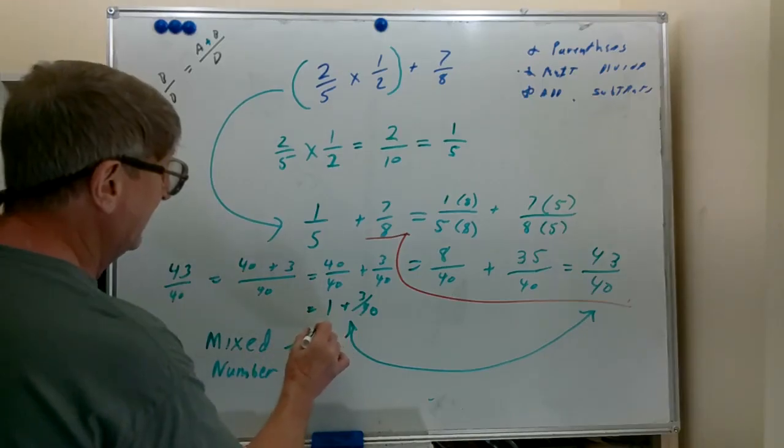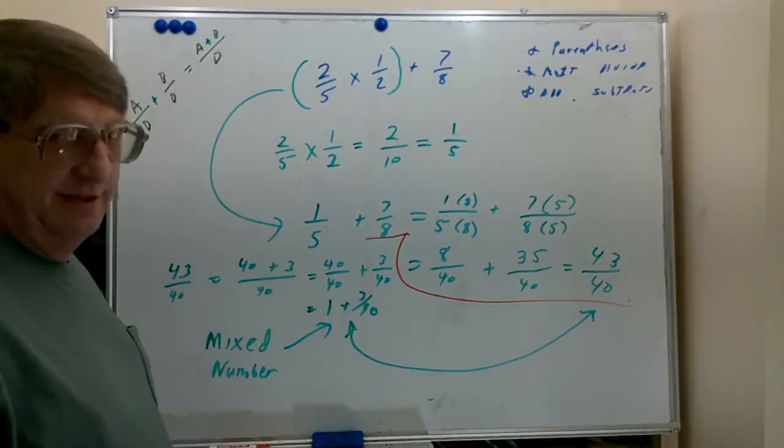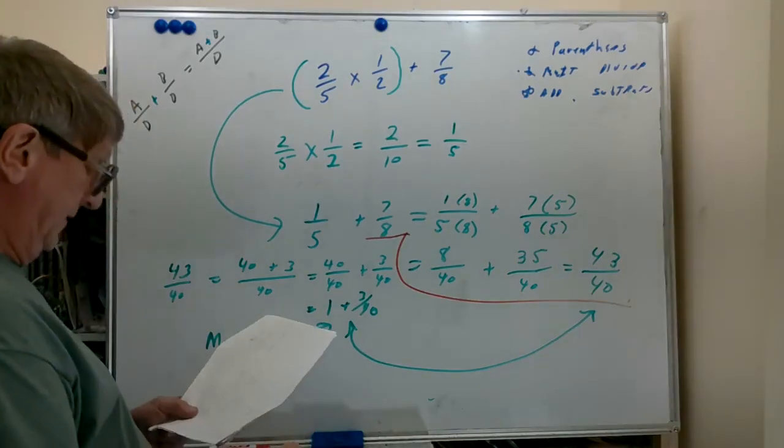Which is what that guy is. And it's mixed because we got a whole number and a fraction. It's a mixture of whole numbers and fractions.